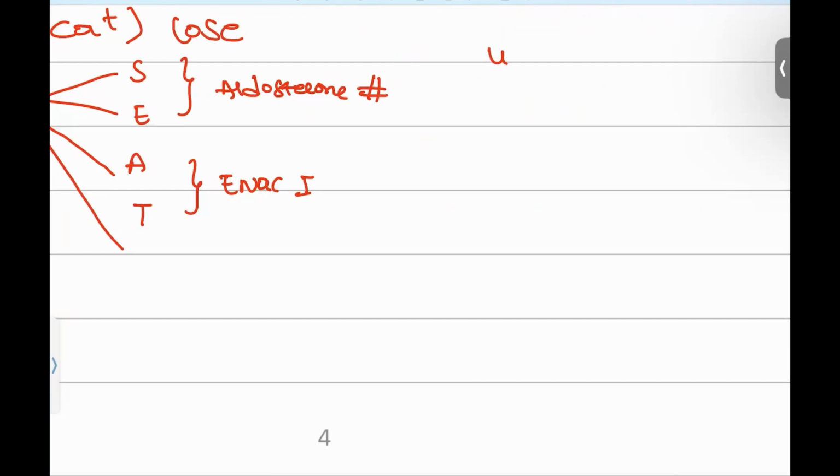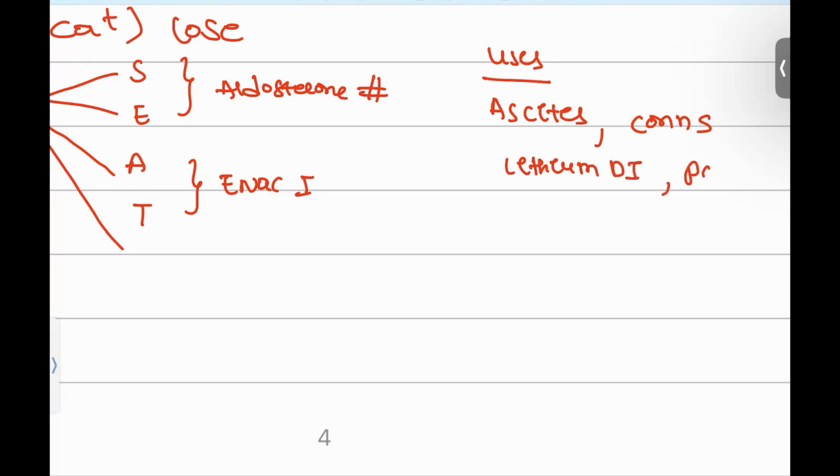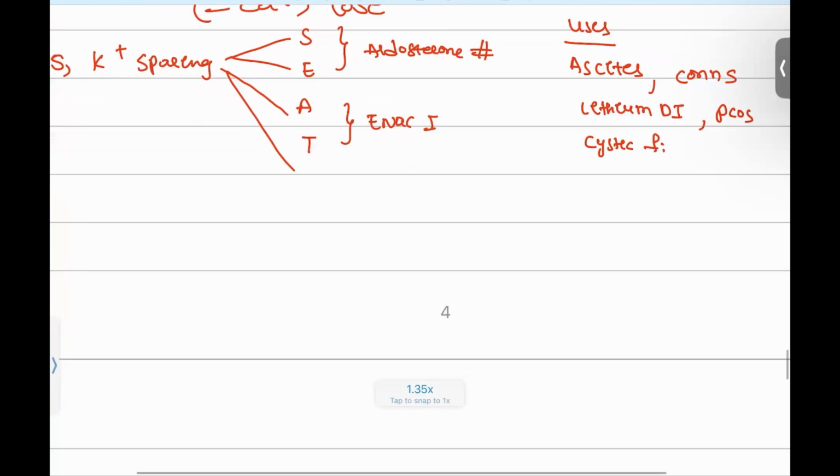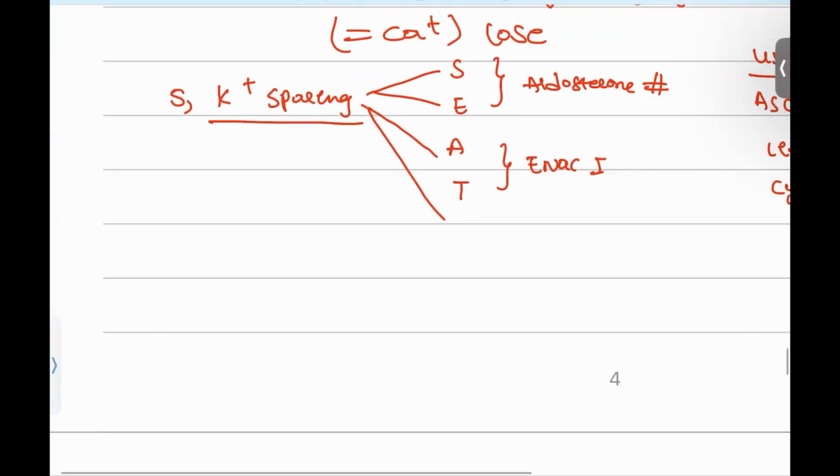What are the uses of these drugs? We can use them in ascites patients. We can use them in Bartter syndrome, and also lithium-induced diabetes insipidus. Also in patients suffering from PCOS and cystic fibrosis, we can use the potassium sparing drugs. But what can these drugs do? Potassium is spared, so if more and more potassium builds up, this can cause cardiac arrhythmias. So there is a high risk to the heart. That's one of the first side effects you have to consider.